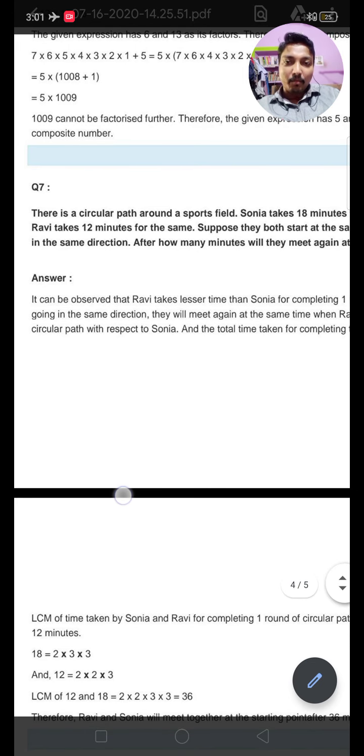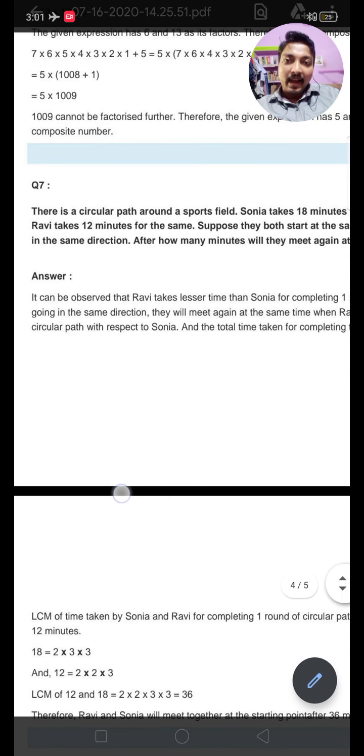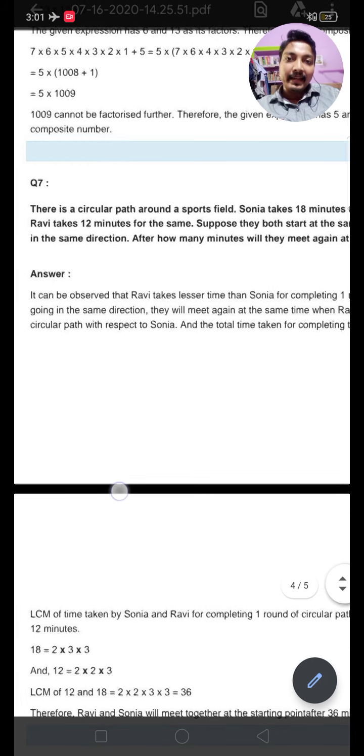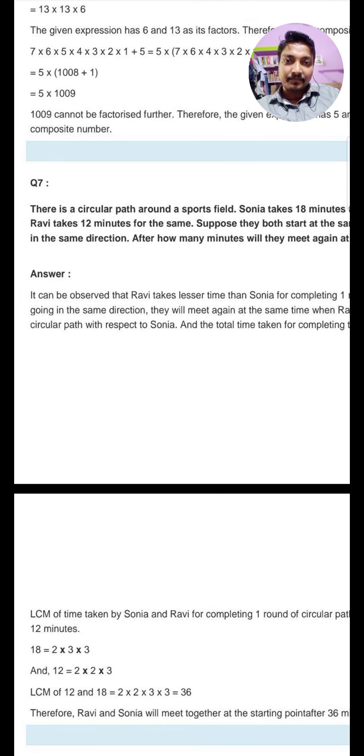Suppose Tanmay and I are both running around a circular track. I will take 2 minutes to cover a round of the track, and Tanmay will take 3 minutes. So for one round I will take 2 minutes, the second 4, the next 6. Tanmay will take the first round 3, then 6, then 9, then 12, then 15.